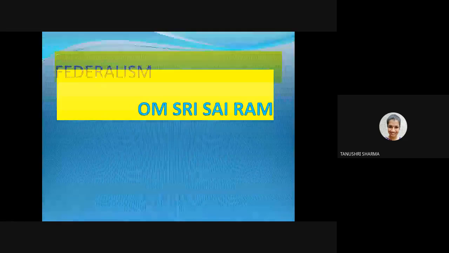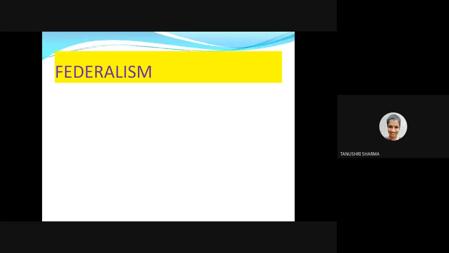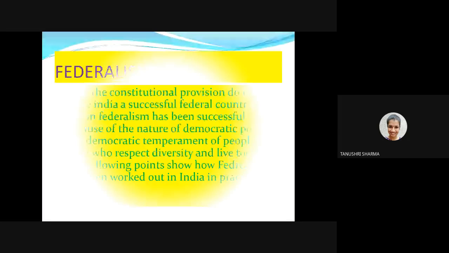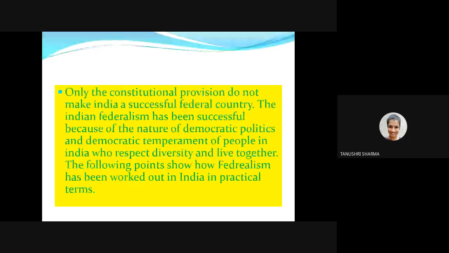Om Shri Sai Ram. Now my topic is federalism. Only the constitutional provisions do not make India a successful federal country. Indian federalism has been successful because of the nature of the democratic politics and democratic temperament of people in India who respect diversity and live together. The following points show how federalism has been worked out in India in practical terms.